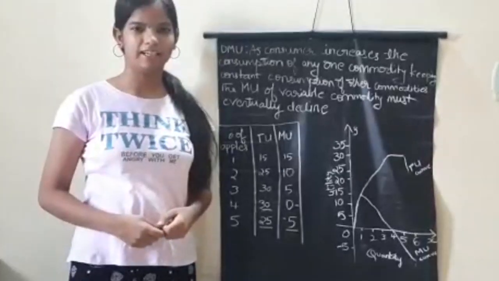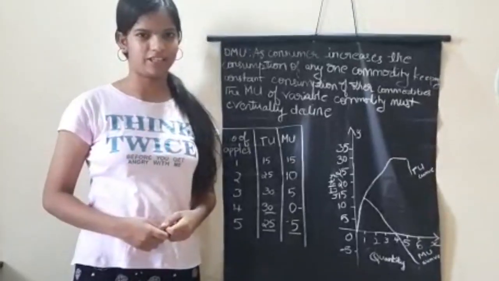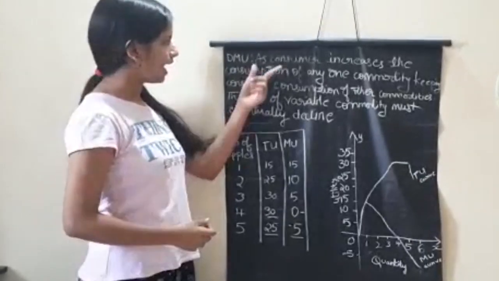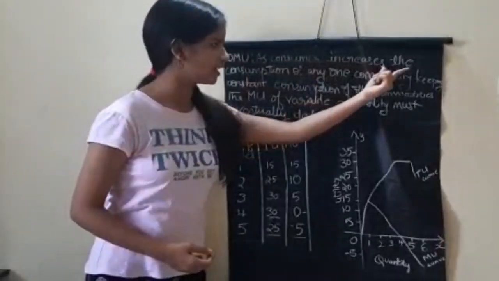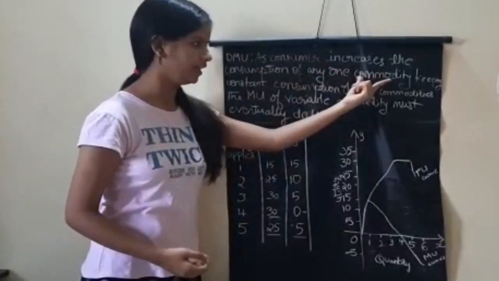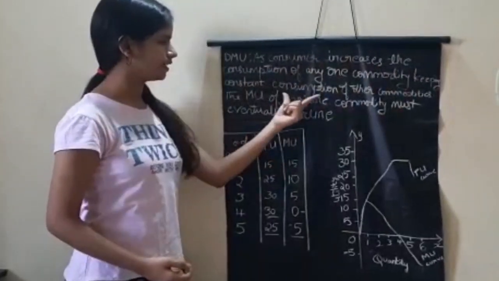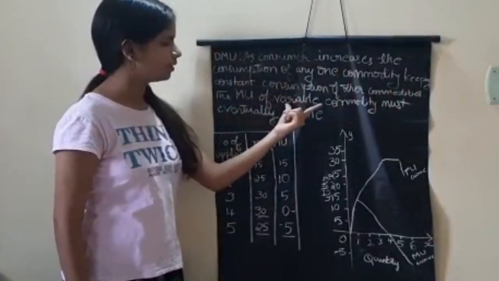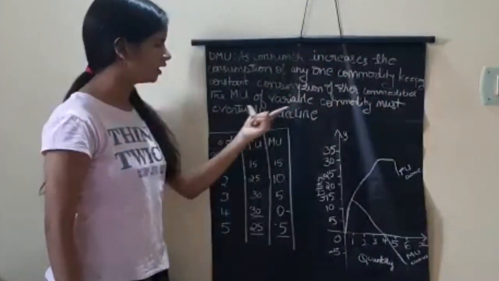Friends, today we will be learning the law of diminishing marginal utility. The law of diminishing marginal utility states that as a consumer increases the consumption of any one commodity, keeping constant the consumption of all other commodities, the marginal utility of the variable commodity must eventually decline.